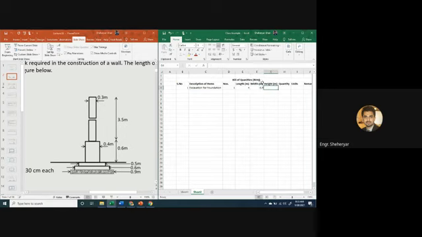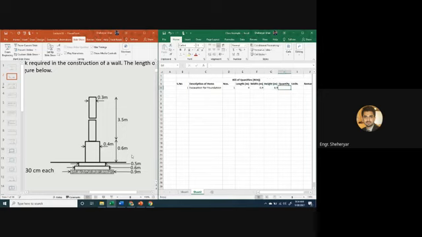And what will be the height or depth of the excavation? I just calculated it. What will be the height or depth of the excavation from the ground level? 90 centimeters or 0.9 meters.